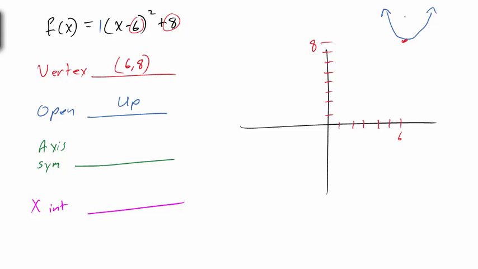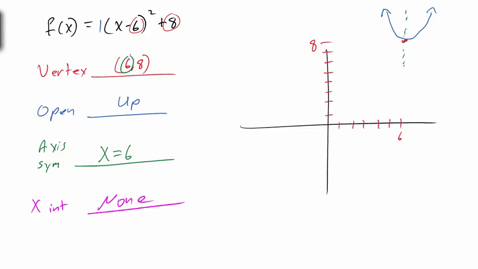And then the axis of symmetry goes right through the vertex. So that means it's going to be x equals the h value, which is 6. And our x-intercepts, now if we cheat, we can look at the graph and we know there's going to be none. Now let's pretend that we didn't have the graph.